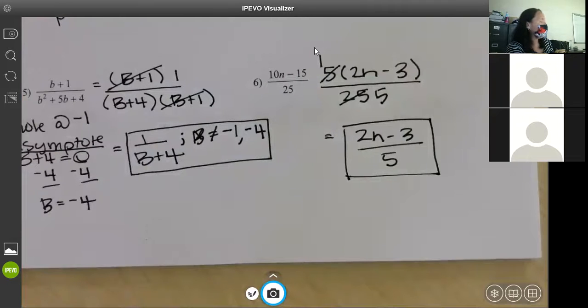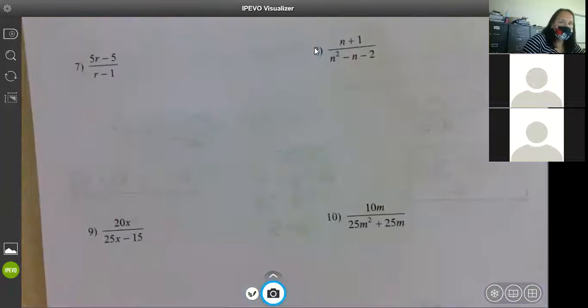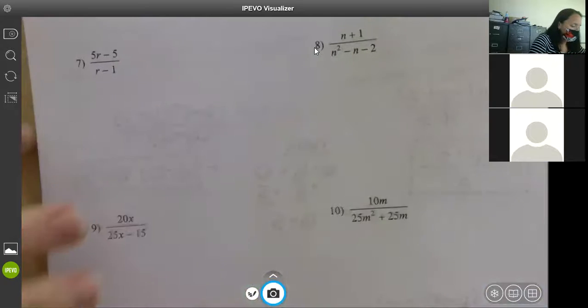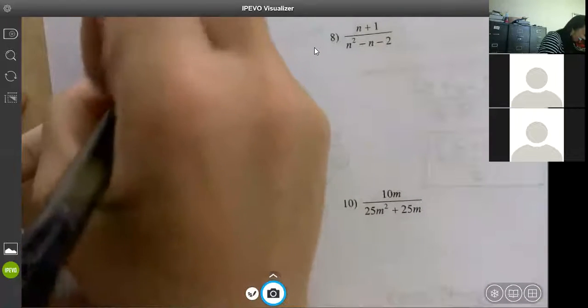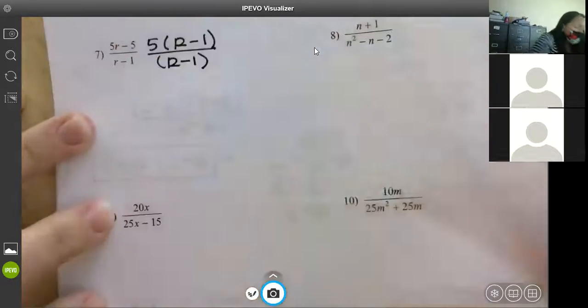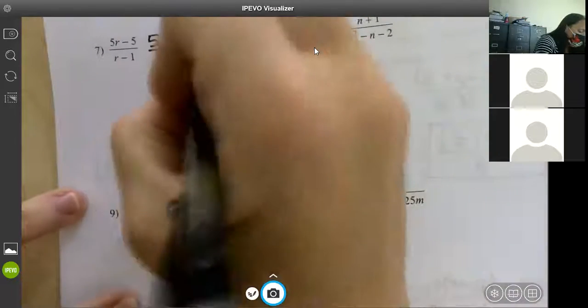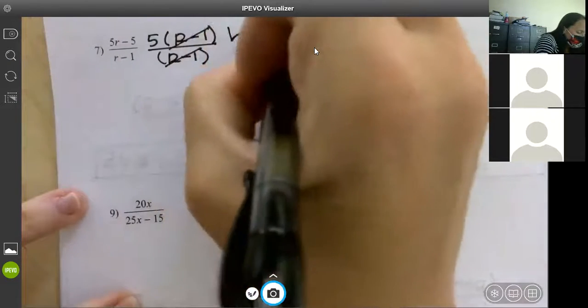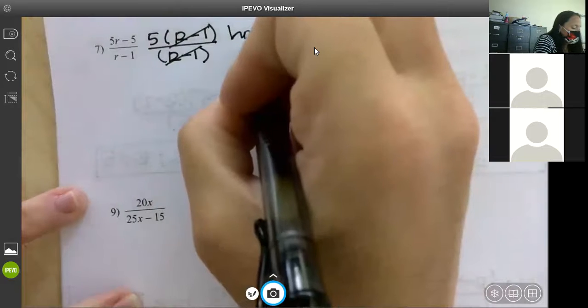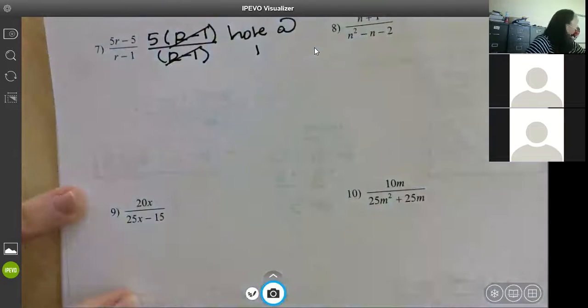All right. Any questions 1 through 6? Everybody okay? We got number 7. What can I do on number 7? Take out a 5, leaves me with, and then I have r minus 1 on the bottom. What can I do? Calls this what? A hole at positive 1. Yep, a hole at positive 1.